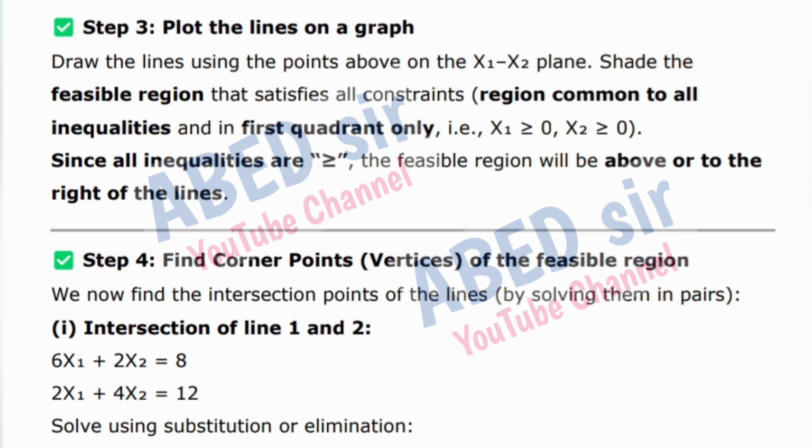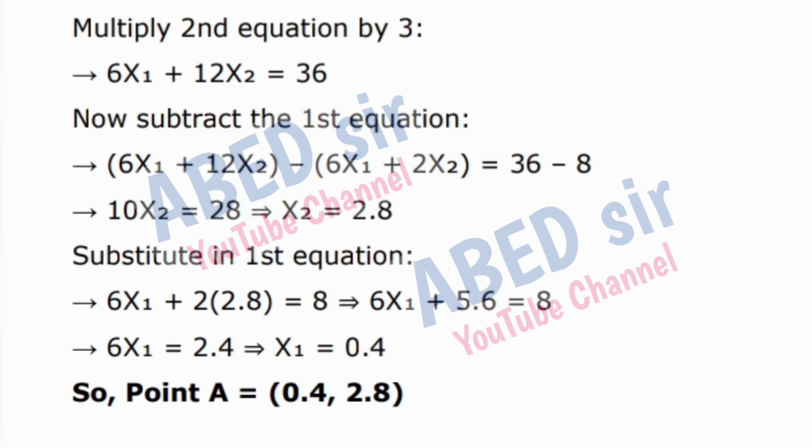Step 4. Find corner points, vertices, of the feasible region. We now find the intersection points of the lines by solving them in pairs. I. Intersection of line 1 and 2. 6x plus 2y is equal to 8. 2x plus 4y is equal to 12. Solve using substitution or elimination. Multiply the second equation by 3. 6x plus 12y is equal to 36.